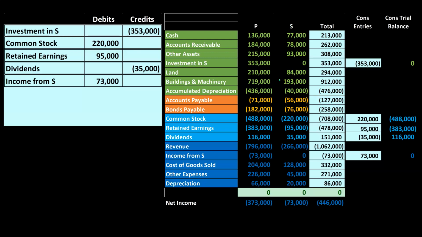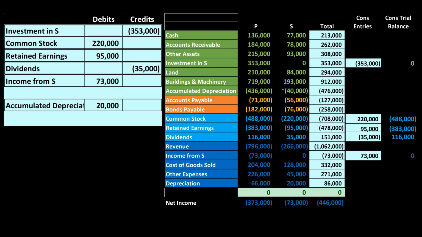We can kind of back into that number by saying, all right, well, it's the first year of operations. They got 40,000 here in accumulated depreciation, and they depreciated in the current year 20,000. So 40,000 minus 20,000 means that they must have had accumulated depreciation as of the beginning of the year of 20,000. So I'm going to record the journal entry and then explain it, because I think that makes a little bit more sense.